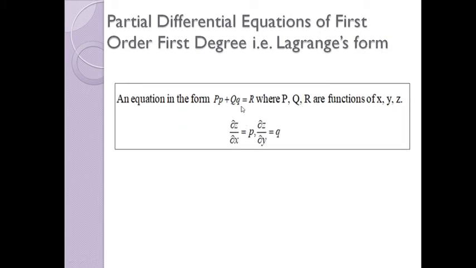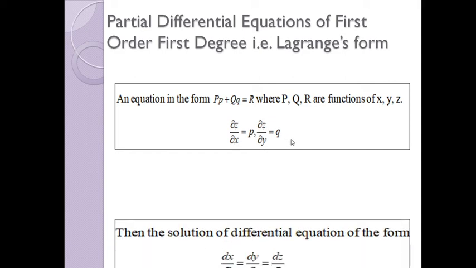Now there are different types of equations, and according to the equation, we solve them. Here is the partial differential equation of first order first degree, that means Lagrange's form. The equation is in the form Pp plus Qq equals R, where capital P, capital Q and capital R are functions of x, y, z, and del z by del x equals p and del z by del y equals q.